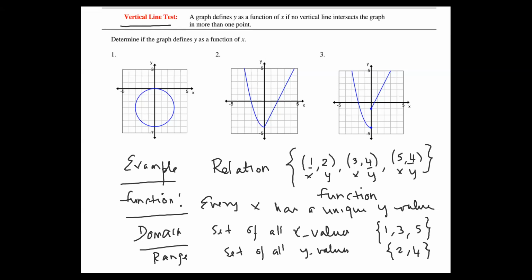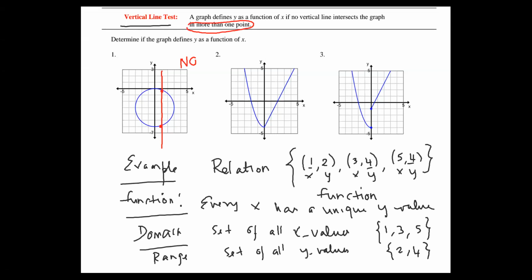So for example, let's take the first problem. We have a circle. So I'm drawing a vertical line through the circle and seeing how many points it intersects the graph, the circle. It intersects at this point and at this point. But the definition says it's a function only if it intersects at no more than one point. So it cannot intersect more than one point. That means this is not a function.